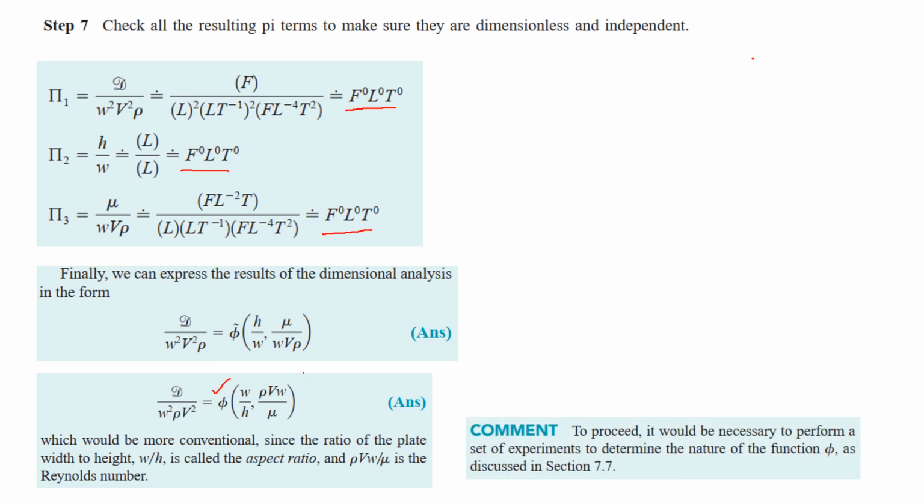So this is the comment at the end of the example: to proceed, it would be necessary to perform a set of experiments to determine the nature of this function, as discussed in section 7.7 of your Munson book. So we now just need to do a few experiments to predict the value of the constant that is here in this equation. Once we have this value, we can use the equation that we just wrote and compute the drag force. So this was an example from your Munson book related to dimensional analysis. Hope this was clear.